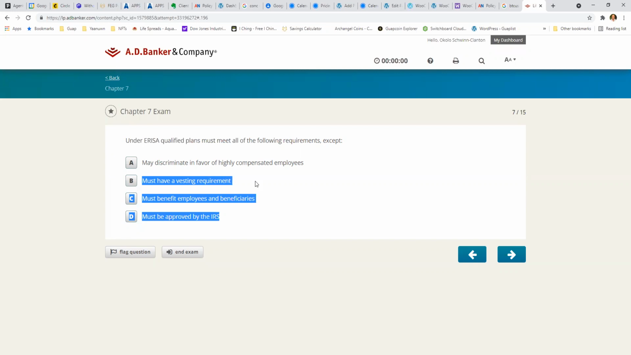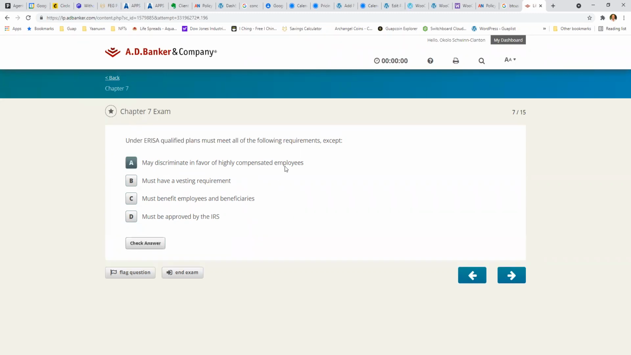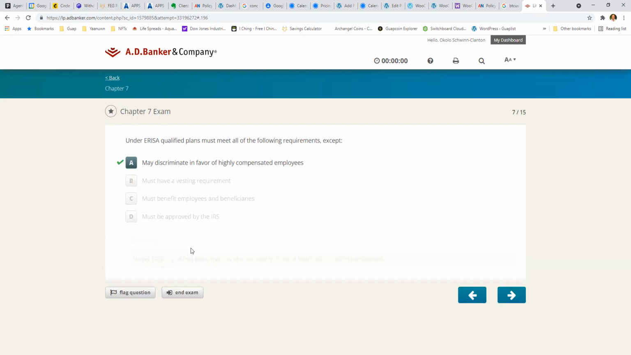They must have a vesting requirement. True. Makes sense. Must benefit employees and beneficiaries. True. Must be approved by the IRS. True. So we know that qualified plans cannot discriminate in favor of highly compensated employees. In other words, the executives can't put all kinds of money into these plans and then not have the regular folks do any. So under ERISA, qualified plans may not discriminate in favor of highly compensated employees.